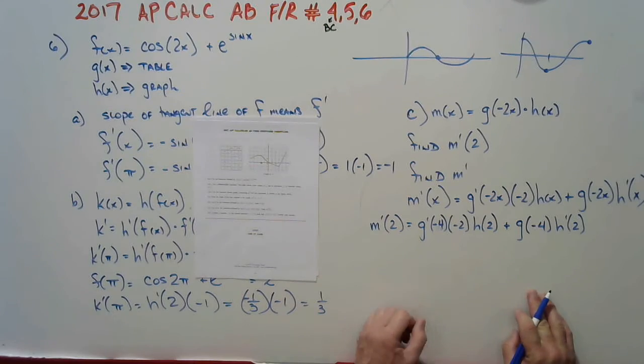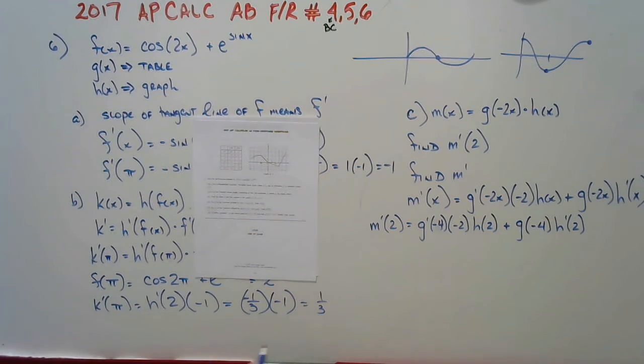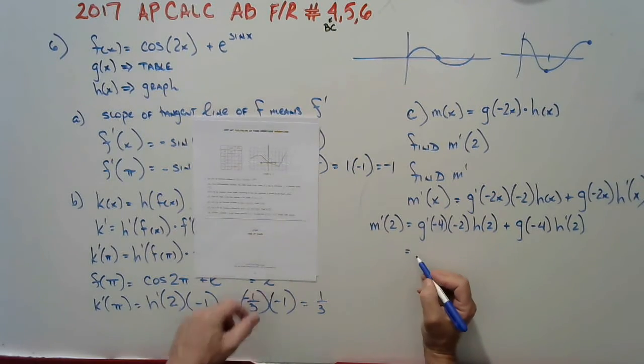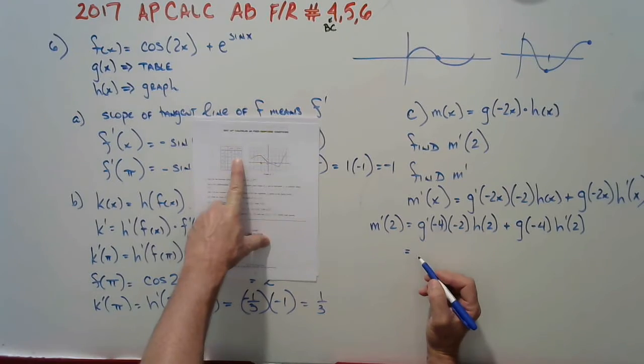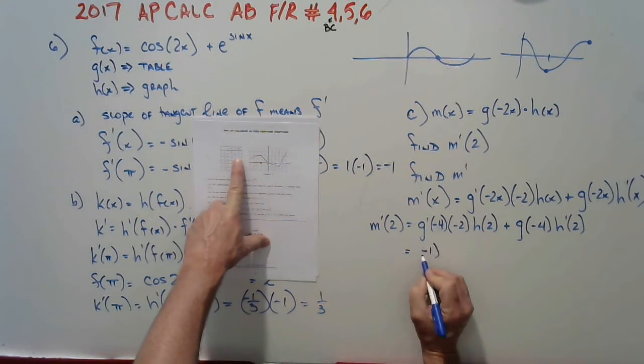Plugging everybody in. So we get g prime of -4 times -2 times h of 2 plus g of -4 times h prime of 2. Now we have to find all of these. Do we know g prime? Well, we have a table. Do we know g prime of -4? We do. It's -1. So we're going to read that off the table.